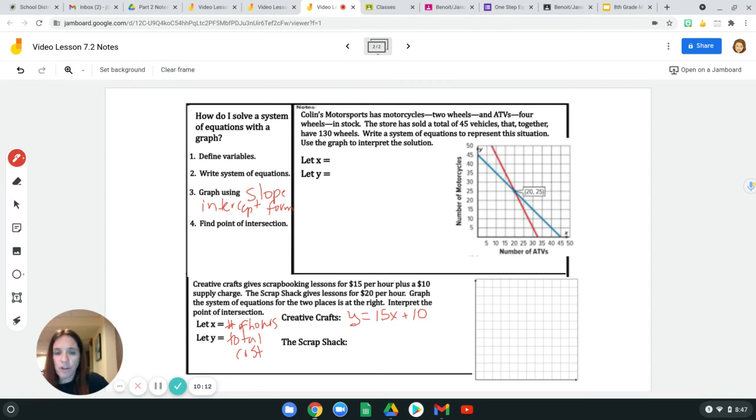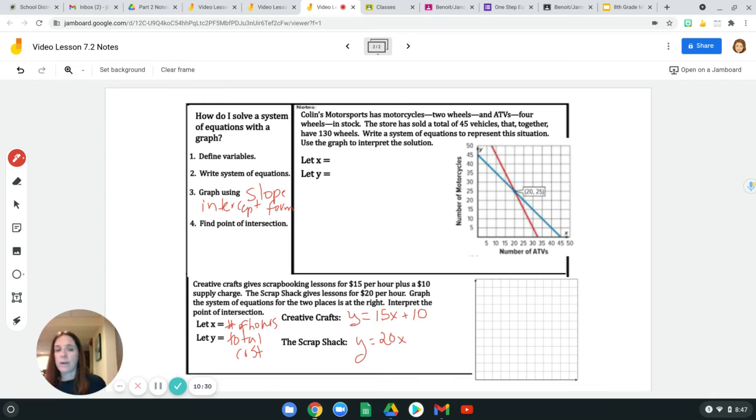All right, at the Scrap Shack, to find the total cost, it says they give lessons for $20 per hour. And there is no supply charge. So however many hours you're at the Scrap Shack, you're going to multiply that by 20.